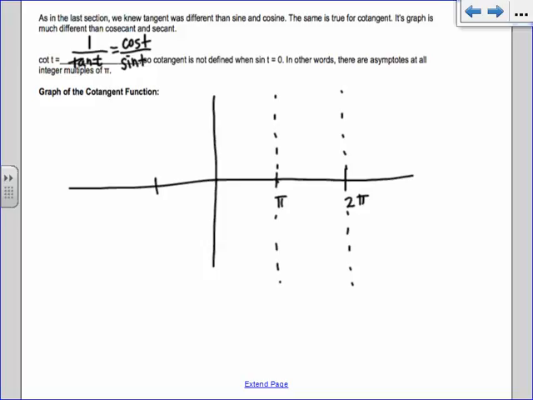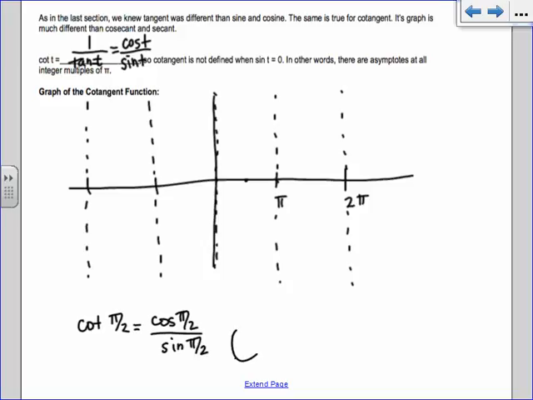So if you remember, tangent had asymptotes at pi over 2, 3 pi over 2, and so on. So it's not quite the same graph, but it's going to be similar. Okay, and then we can think about a couple values. So let's say we're at pi over 2. If I have cotangent of pi over 2, that is cosine of pi over 2 over sine of pi over 2. Well, cosine of pi over 2 is 0. Sine of pi over 2 is 1. So we get 0 over 1, which is 0, which is exactly what I think you probably thought it was. It crosses right there.